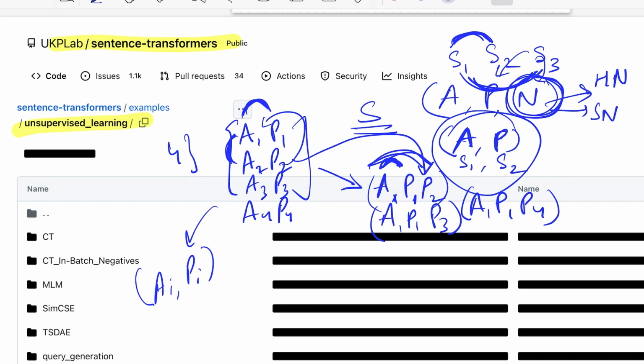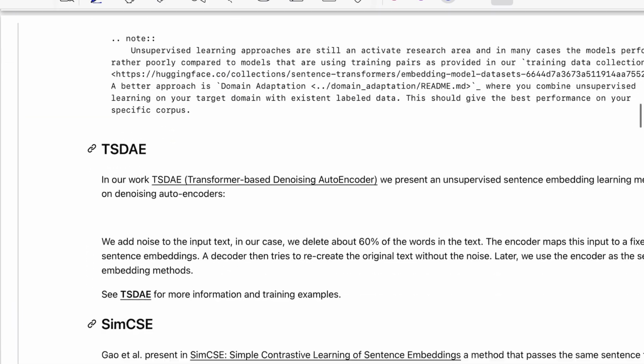But yeah, again, creating a positive dataset still requires a lot of effort, right? So it's always good that we look out for an unsupervised way of training these models. So this documentation under sentence transformers talks about it. It has a lot of methods, which are CT, CT in-batch negatives, MLM, SimCSE, TSDAE, and query generation. As a part of this video series where I talk about generating unsupervised sentence embeddings, I'll try to cover each of them in their dedicated video. So let's see what we'll be talking about today in this one.